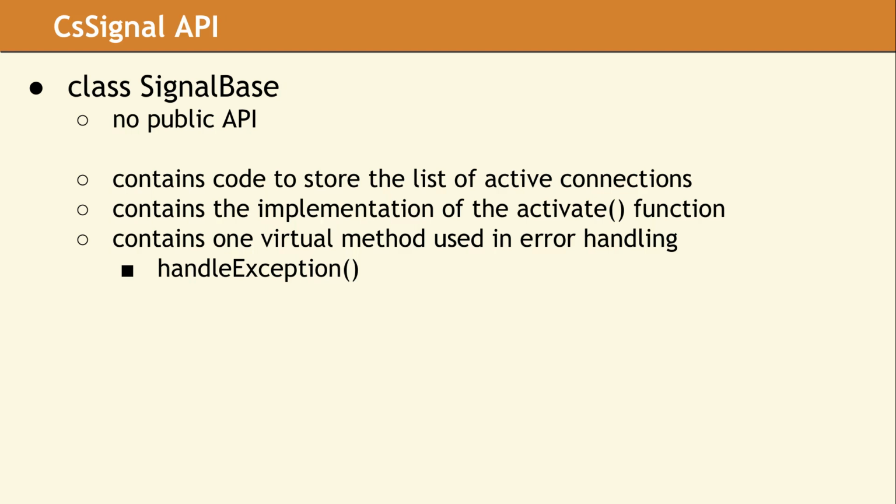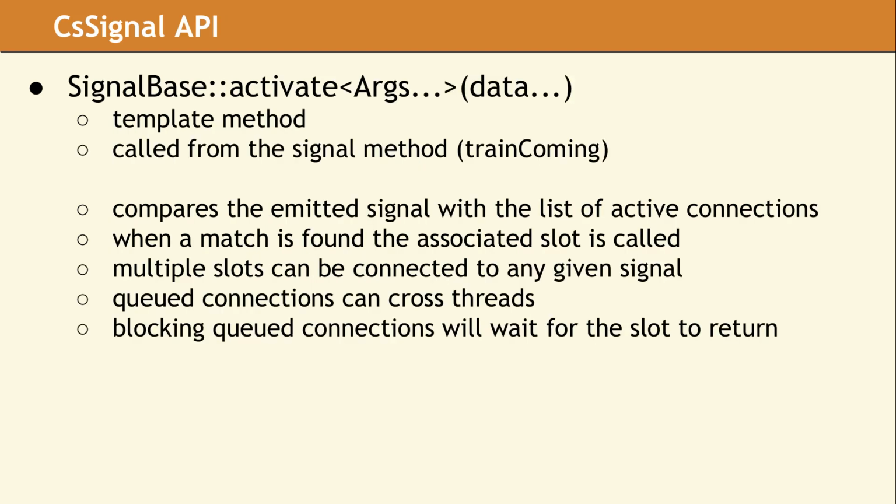There are no methods provided for you to call. This class contains internal code that stores the list of active connections and the implementation of the activate function. It also contains a virtual method that you may override if you wish to change the way that CsSignal handles exceptions encountered when processing a signal. The activate method is a variadic template, which is called from the generated signal method. It is variadic, so the method can accept any number of signal parameters and preserve the original data types.